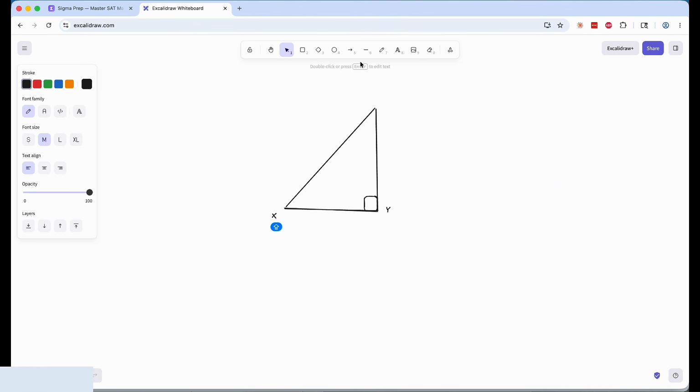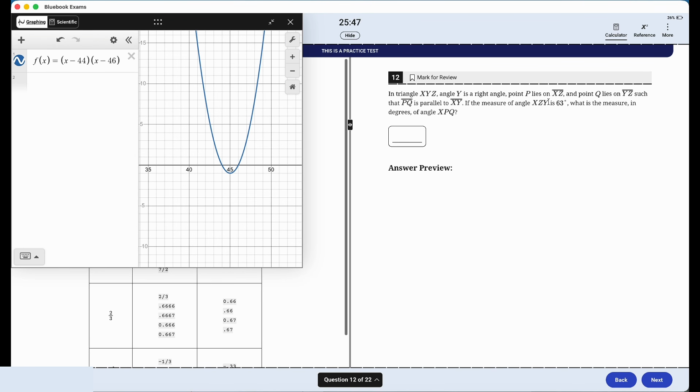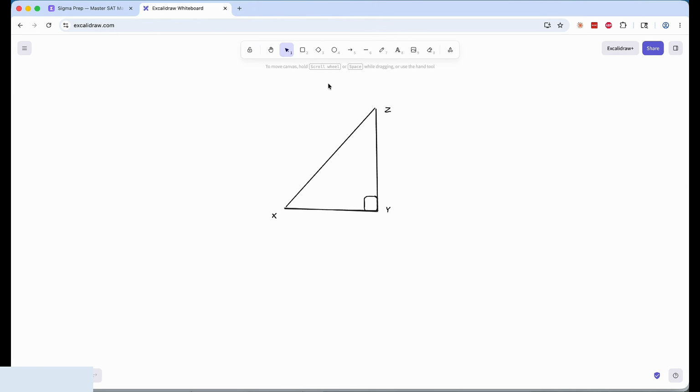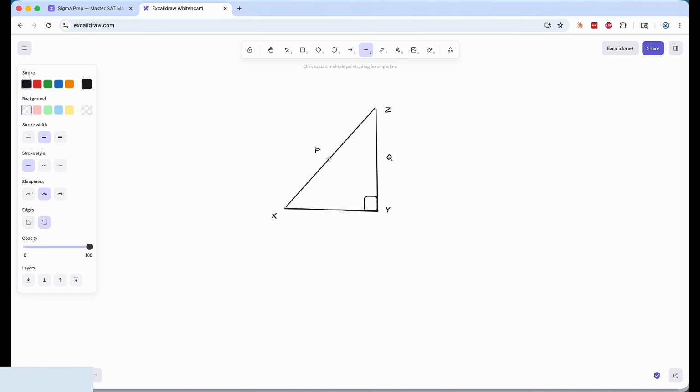And then X is over here, and then Z is over here. Okay, so that looks good. Let's see what else. It says P is on XZ and Q is on YZ, right? So let's go back to that. So we can put P on XZ and Q on YZ, and they say we can connect them, and they say they're parallel, right?